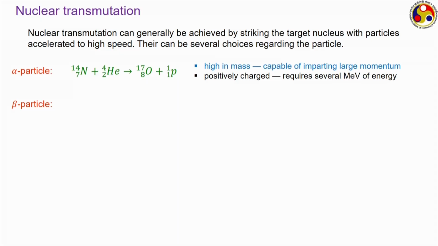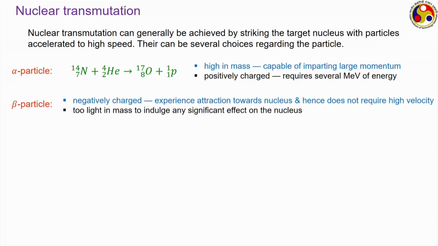to make it reach the nucleus. Electrons or beta particles can also be used, and their advantage is that they are negatively charged, therefore they experience electrostatic attraction towards the nucleus and do not require very high velocity. But the problem is that they are very light in terms of mass. If you remember, the mass of an electron is at least 4 orders lower than that of a single proton or neutron, and therefore it is not expected to cause too much damage to the nucleus after a collision.